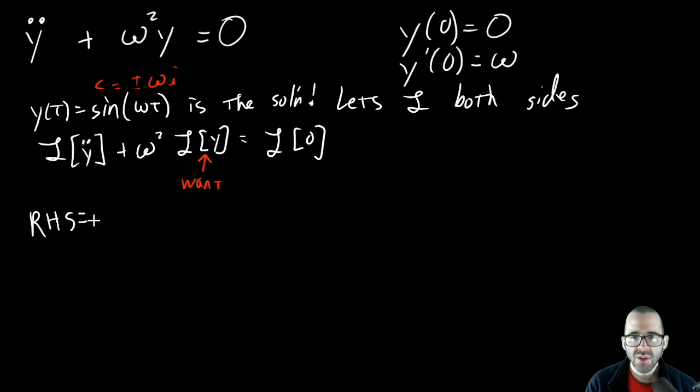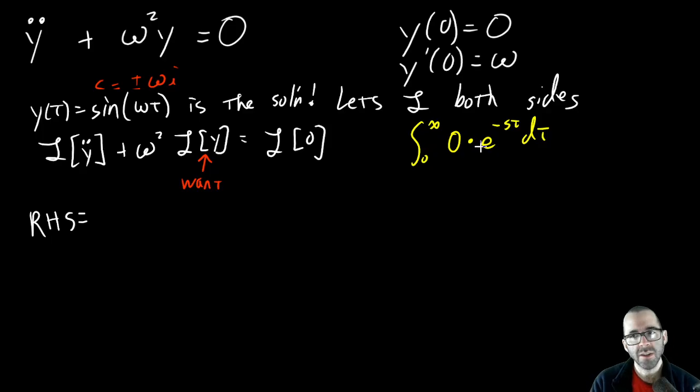What's a Laplace transform of 0? I have a guess, but remember Laplace transform is going to be integral 0 to infinity of the function times e to the negative st dt. Well, I know what that is. We'd set it up as a limit, and it's going to be 0 everywhere, so the limit will also be 0. The right-hand side is just 0. Okay. Then the left-hand side, what is that?